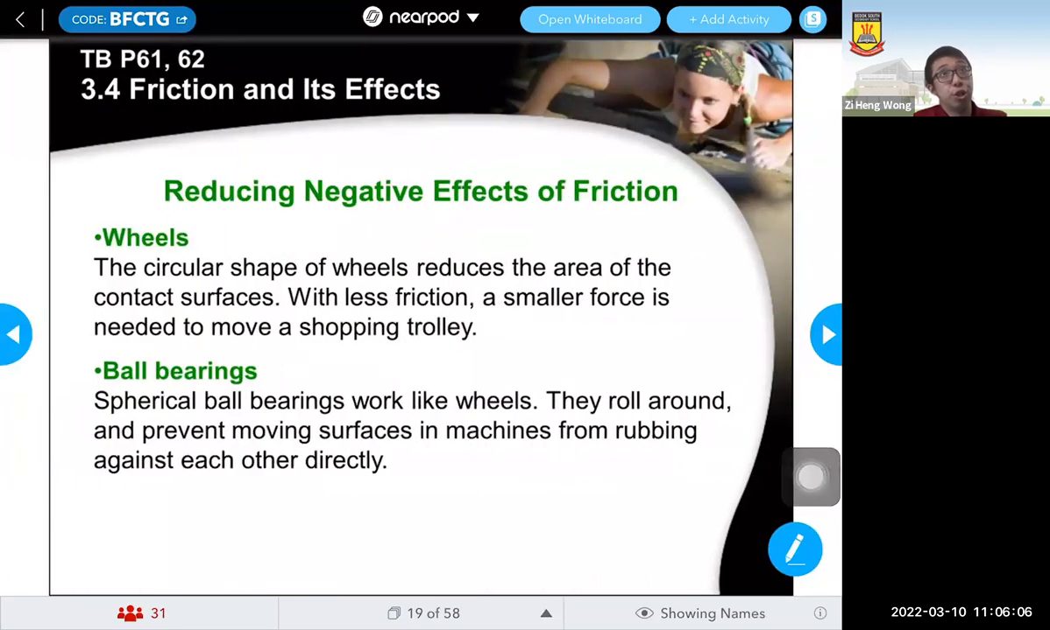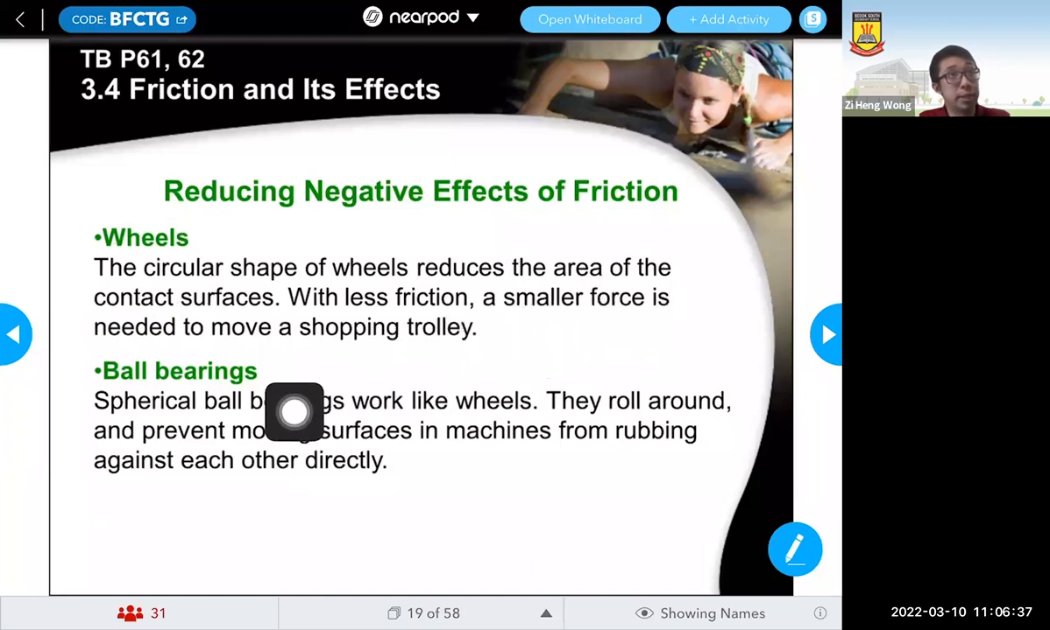So how can we reduce the negative effects of friction? One of the things about friction is the contact area: the larger the contact area, the more friction. So we can reduce friction by reducing the area in contact, and you can do that using wheels and ball bearings. Wheels reduce the area of contact surface, so there is less friction, and a smaller force is needed to, let's say, roll something across.